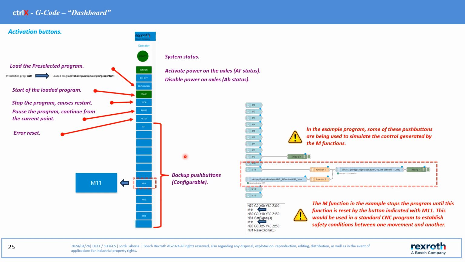In the example program, this push button is used for the simulation of the M functions. For example, the M11 instruction stops the program at that point until the function is reset. In a standard CNC program, this option will be used as a condition control so that the program can follow from the confirmation of certain conditions.